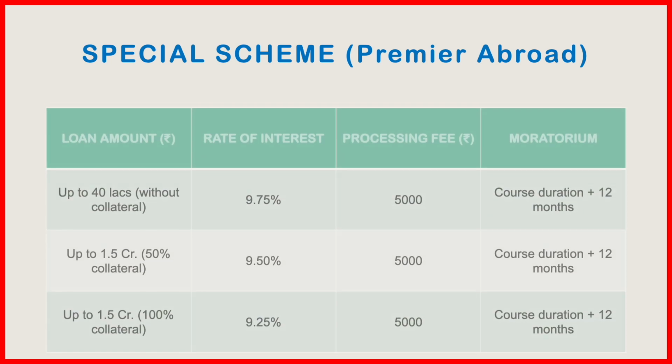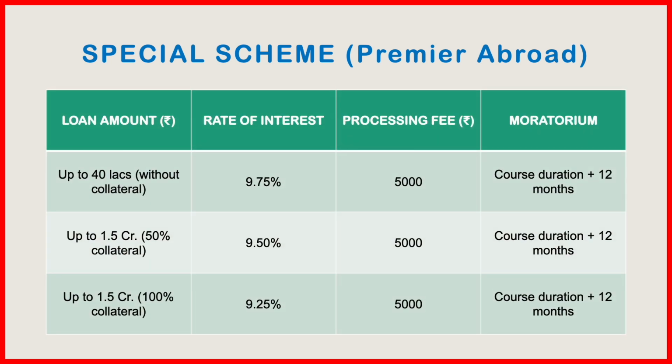Now we will discuss the special scheme for premier education abroad. So, a maximum of 40 lakhs without collateral is possible under this scheme for the students who are going abroad with an interest rate of 9.75%. The processing fees will be 5,000 and the moratorium period will be course duration plus 12 months.